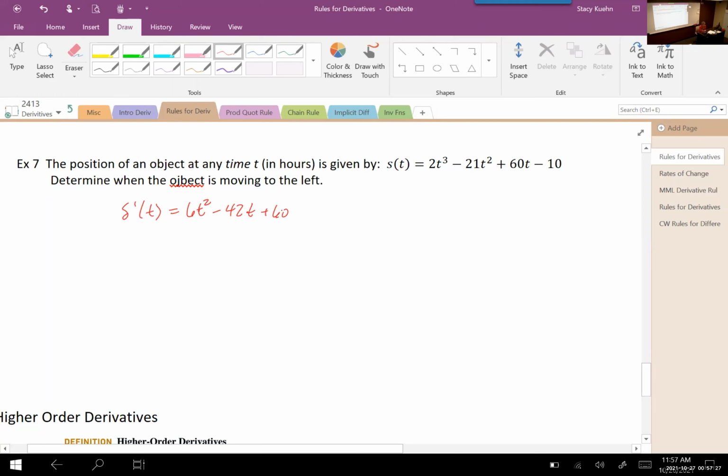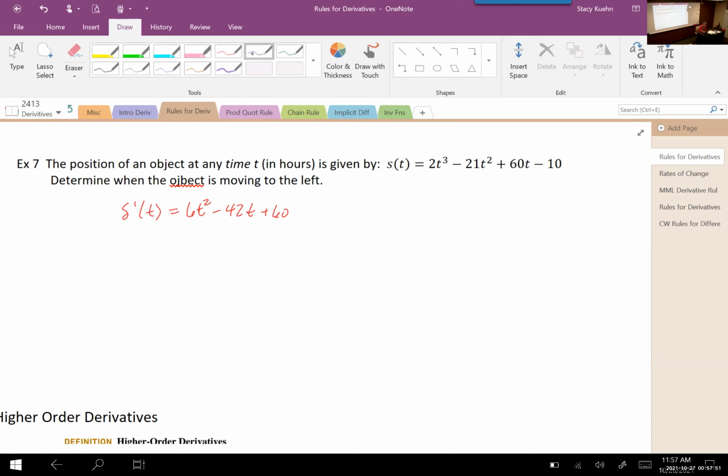What I want to know is where the derivative is positive and where it's negative, so I'm going to set this equal to 0. When it's positive, we're moving to the right. We'll consider that a right movement. And when the derivative is negative, we consider that moving to the left. That's how we're looking at this.